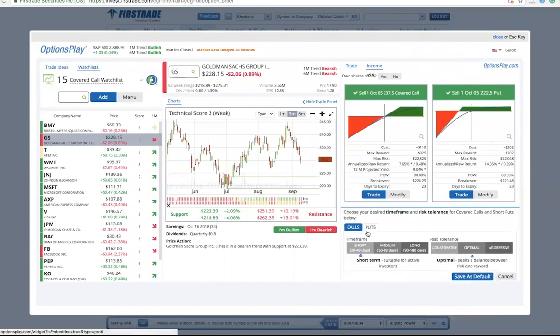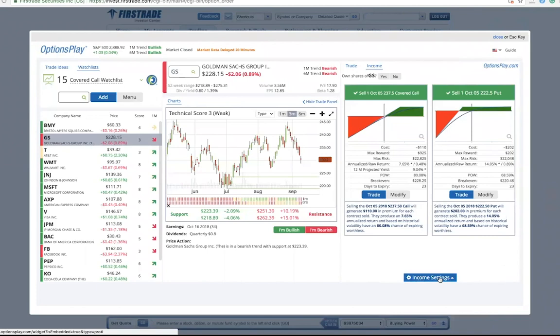And one of the things that we do is we allow you to set your income settings here at the bottom. So remember that before you use the income tab, there's a button here at the bottom that says income setting.